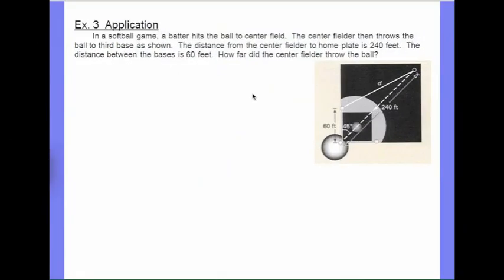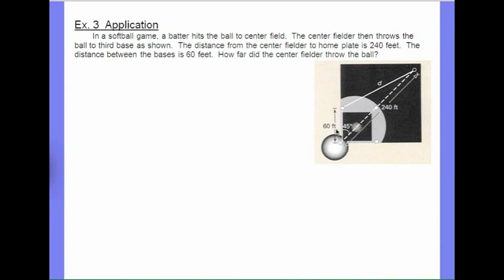Moving on to example 3. In a softball game, a batter hits the ball to center field. The center fielder then throws the ball to third base as shown. The distance from the center fielder to home plate is 240 feet, and that's already shown on here. The distance between the bases is 60 feet.